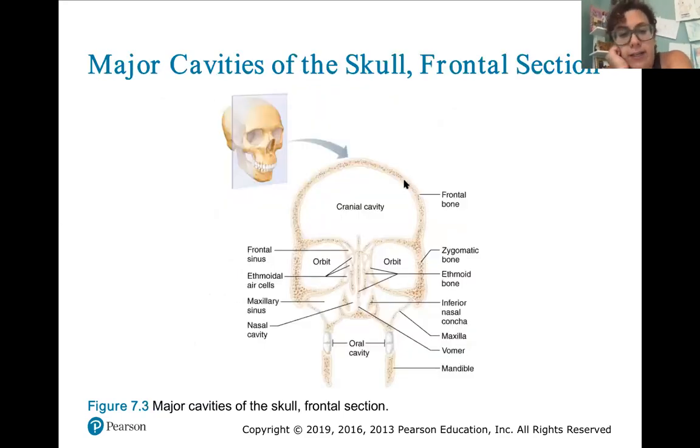Okay, cranial cavities, there's a few that you need to know about. So, major cavities of the skull. So there's the cranial cavity. And from this view, we're looking at the anterior aspect.